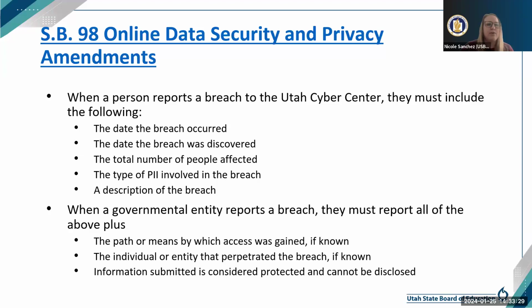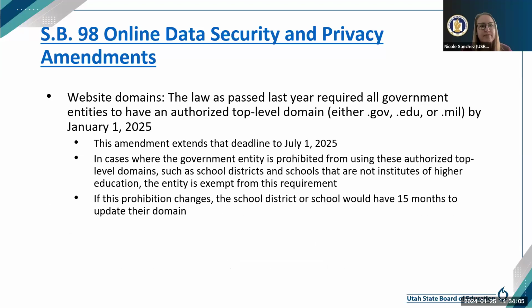So important things to note is that now when a person reports a breach to the Utah Cyber Center, they have to include these points: the date the breach occurred, the date it was discovered, the number of people affected, the type of PII involved, and a description of the breach. The same is true when a governmental entity reports. They also have to include the path or means by which access was gained if it's known, and the individual or entity that perpetrated the breach if known. It should be known that information submitted is considered protected and cannot be disclosed. Next one.